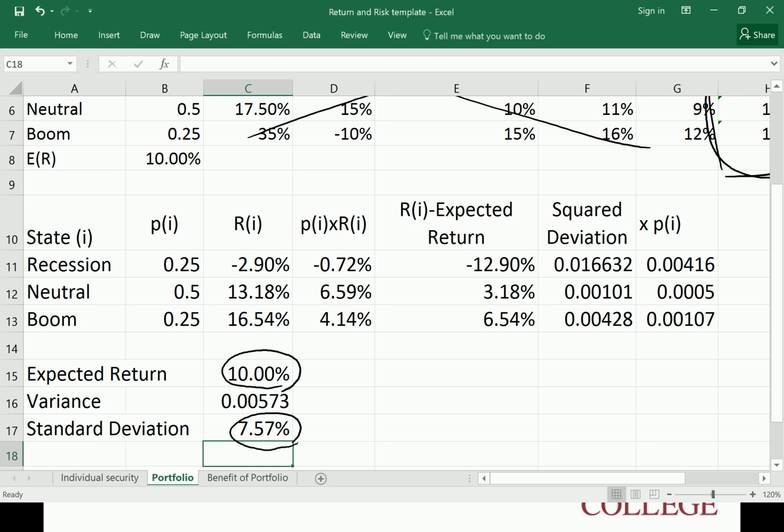So I want you to practice these problems using the spreadsheet posted on Moodle, and you can use this template in quiz and exam to save time.